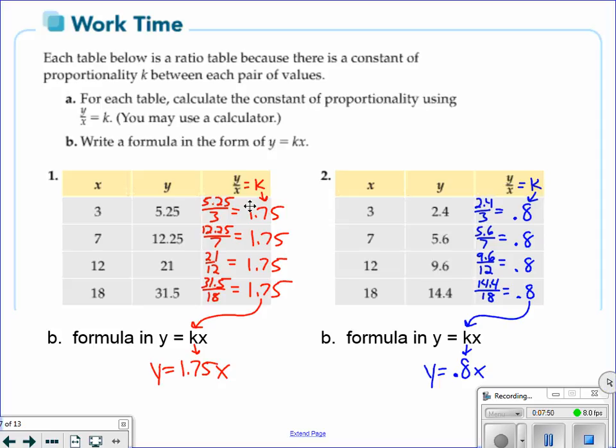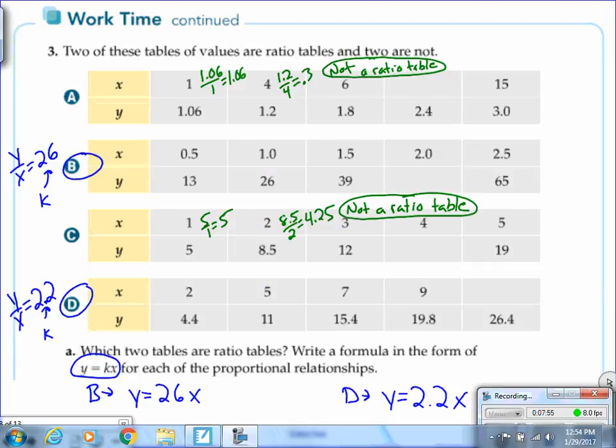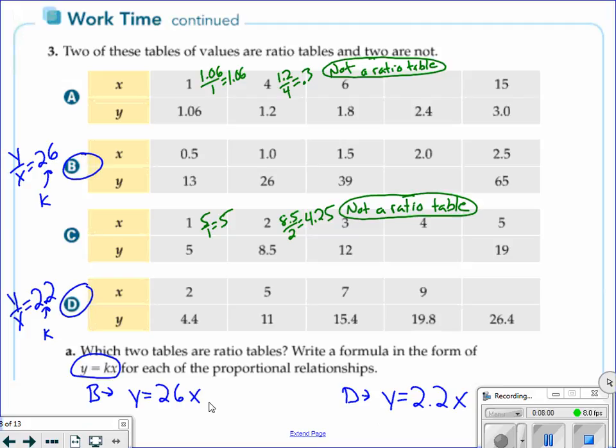Okay, so there we have our formulas for those two tables. All right, next we're going to look at these four tables here. And I've already got them worked out, but if you look at table A, if we take y over x for the first one, 1.06 divided by 1, we'll get 1.06. But as soon as we go ahead to the next one here and do 1.2 over 4, well, that's 0.3. Now, I've got two different values there for y over x, so I know that that's not a ratio table.